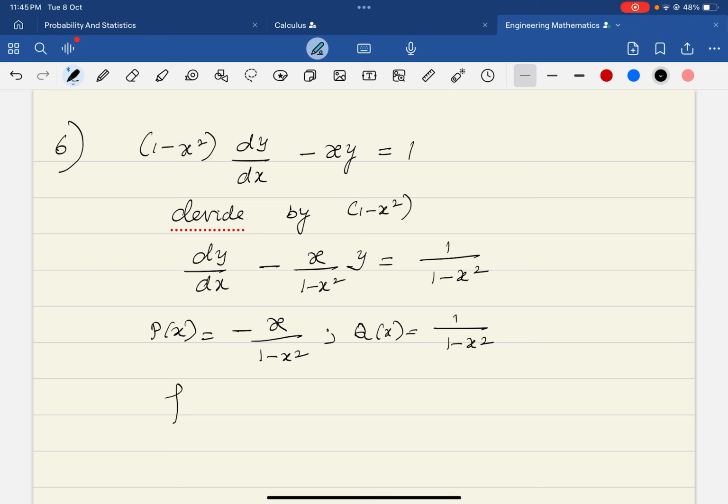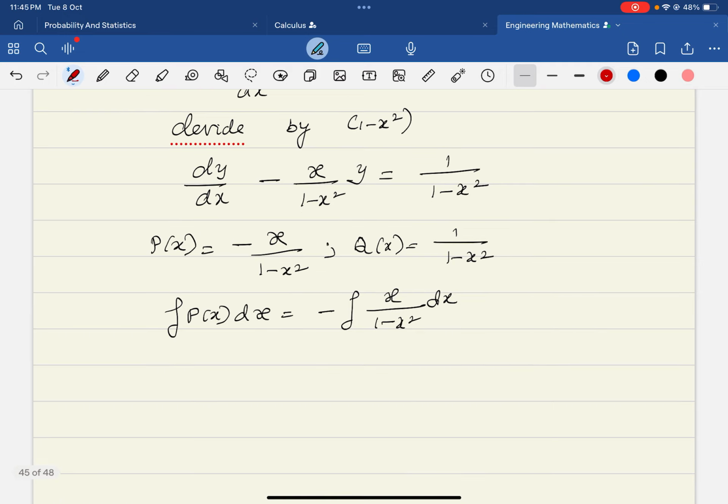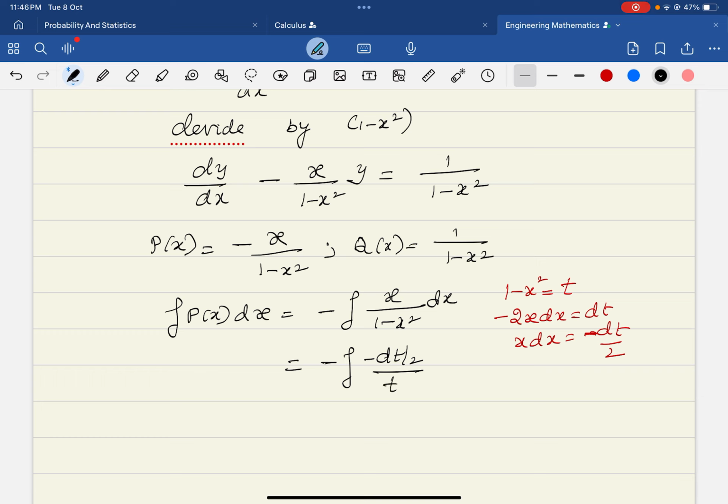So what is the integral of p of x? The integral of p of x dx is, taking minus outside, the integral of x over (1 minus x square) dx. So what we do? Whenever x is there and 1 minus x square is there, you can take the substitution t as 1 minus x square. The derivative of x square, minus 2x dx, is dt. So you can write x dx as minus dt by 2. So this is what we get: minus the integral of x dx, which is minus dt by 2, over 1 minus x square, which is t.